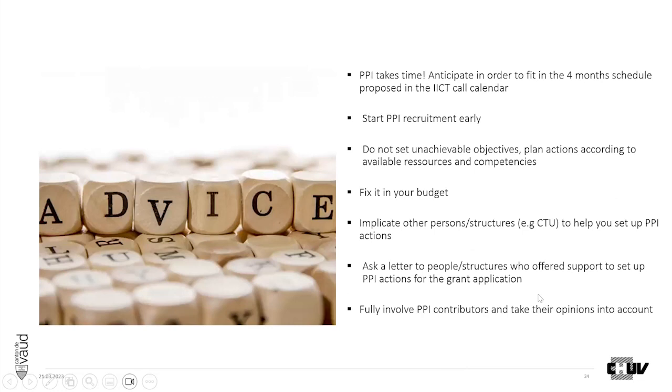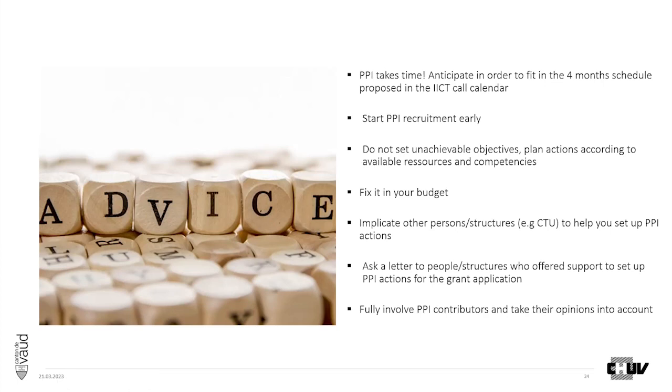So I will finish this presentation with some advice. As you can imagine, with all this information, PPI takes time. So you really have to anticipate in order to fit in the calendar that you have, which is pretty short, those 4 months that are given to you to write your proposal. So start PPI recruitment early. Do not set unachievable objectives. Plan your actions according to available resources and competencies you have in your research team. Fix it in your budget.